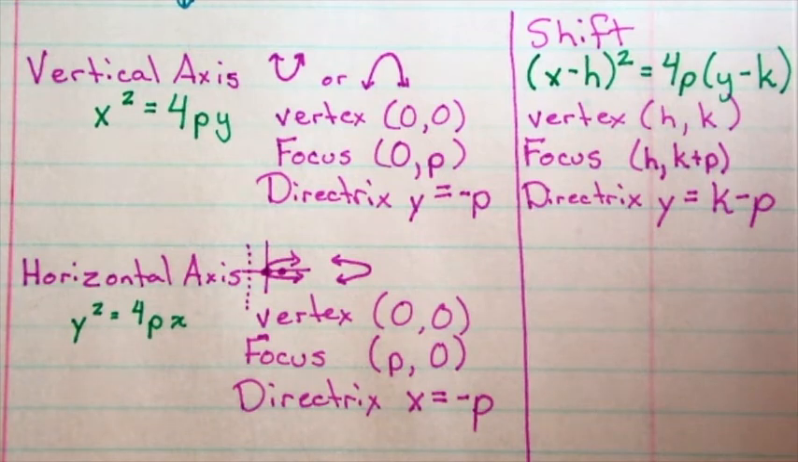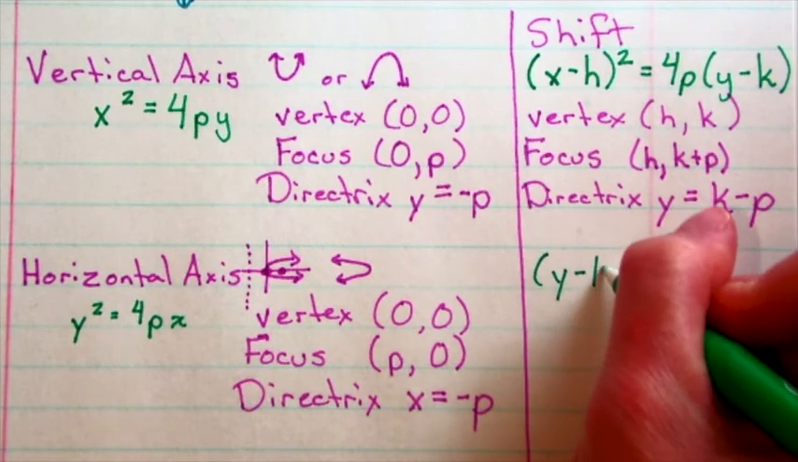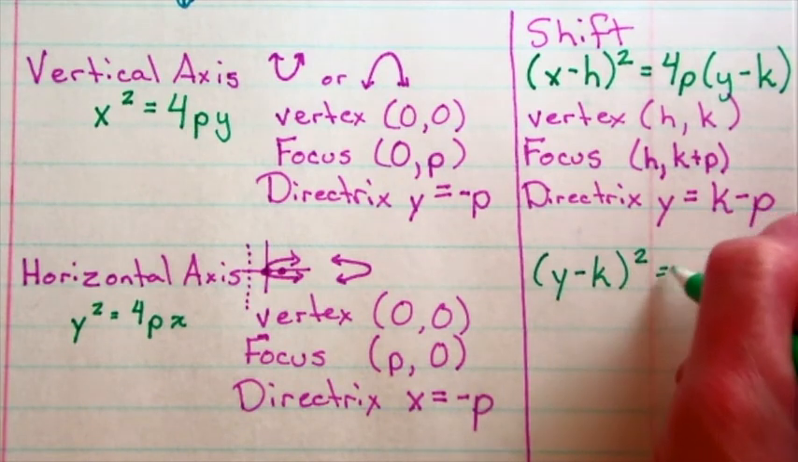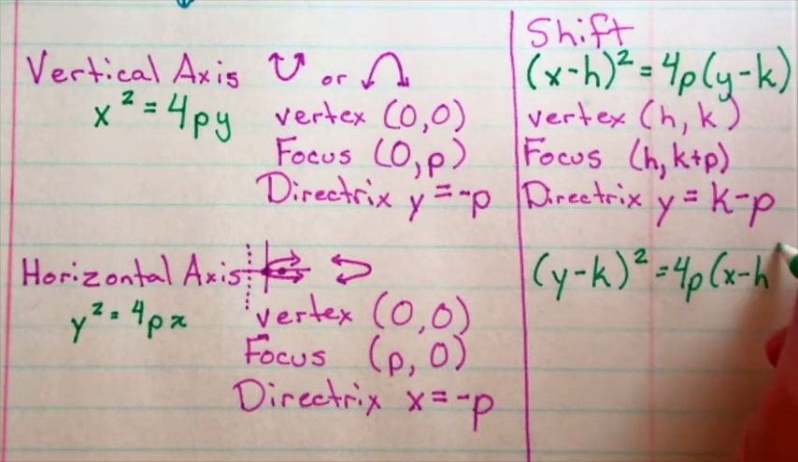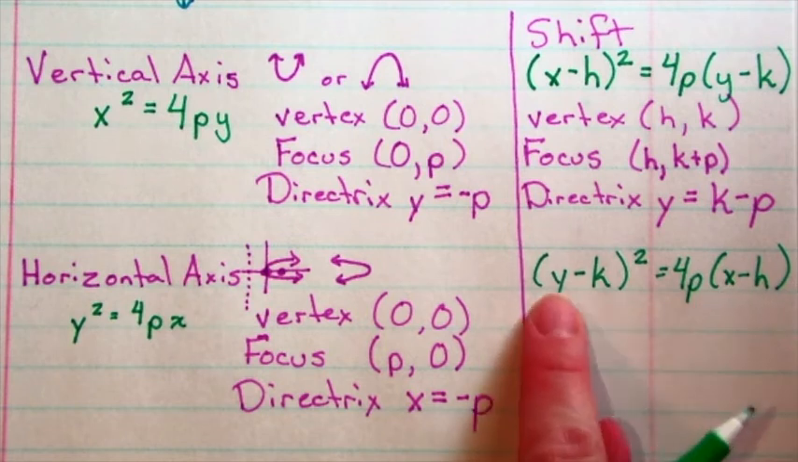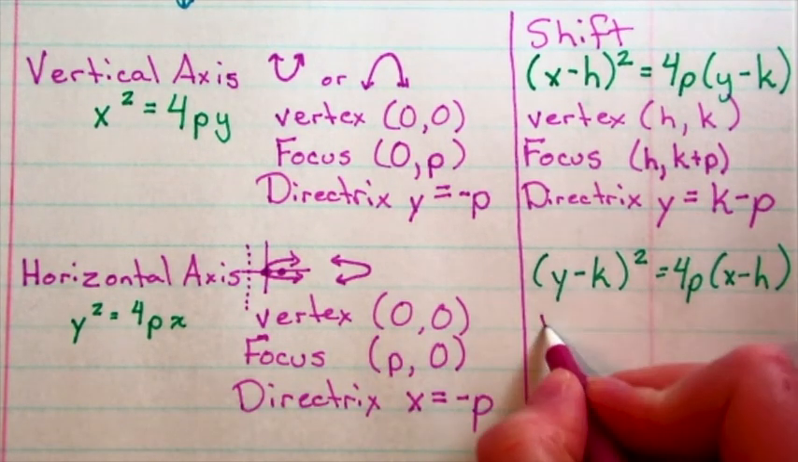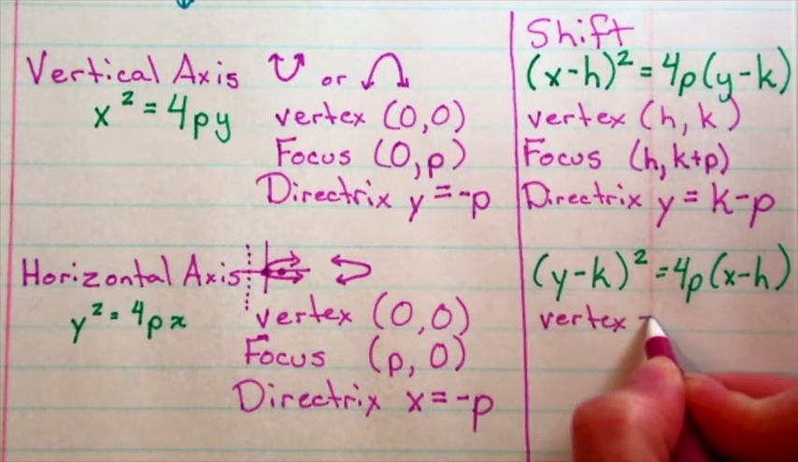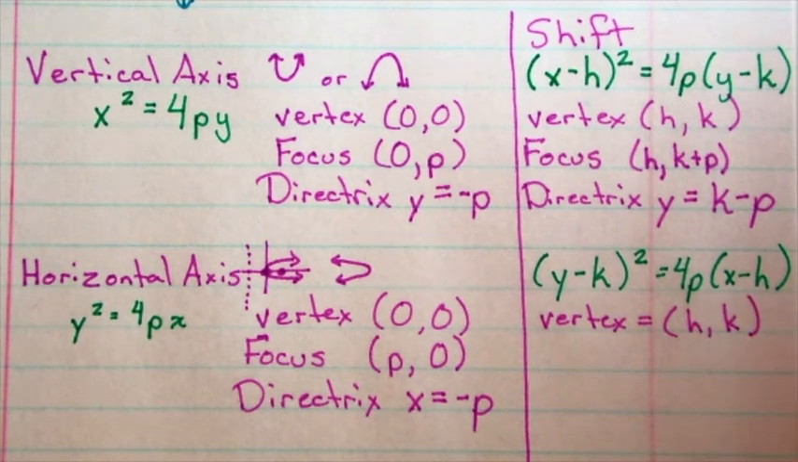Now, just like the other one, we're going to put in the h and k. This time, just be really careful because the y coordinate comes first. So we've got y minus k squared on this side is equal to 4p times x minus h on this side. Make sure you take the x part and then the y part when you're finding the vertex. So for this one, we're going to have the vertex equal to h, k again. Just make sure when you're doing the problems you do it in the right order.